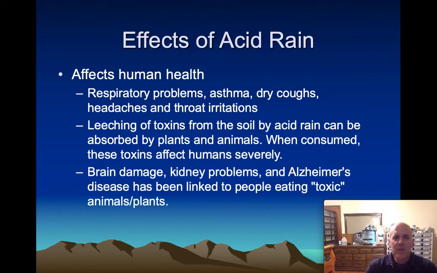Human health: respiratory problems, asthma, dry coughs, headaches, and throat irritations. Acid rain can affect you too. If you're breathing water vapor that's acidic, it can hurt your lungs. And when those toxins we were talking about get leached from the soil by acid rain, they can be absorbed by the plants and animals. When consumed, they can affect humans. Brain damage, kidney problems, and Alzheimer's disease have all been linked to people eating toxic animals and plants. And again, there's lots of argument over what causes Alzheimer's disease and things like that, but this is one of the possibilities.